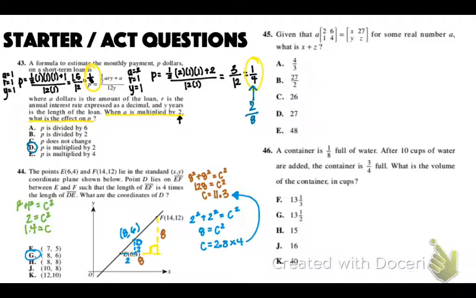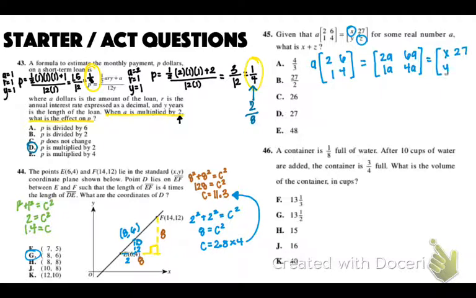Okay, this one. Given these two matrices, for some real number a, we want to know what x plus z is. So we need to figure out how to get x plus z. Well, this is what's happening here. If we have a times the matrix 2, 6, 1, 4, this is the same as saying 2a, 6a, 1a, 4a. And then the right side of this equals x, 27, y, and z.